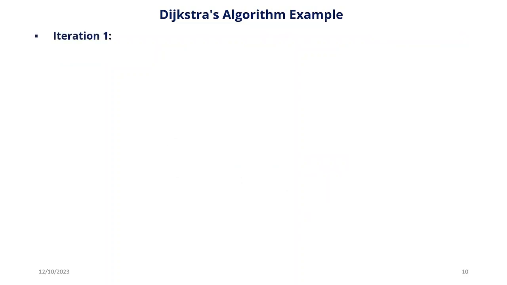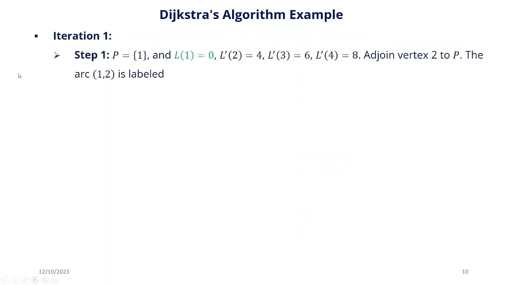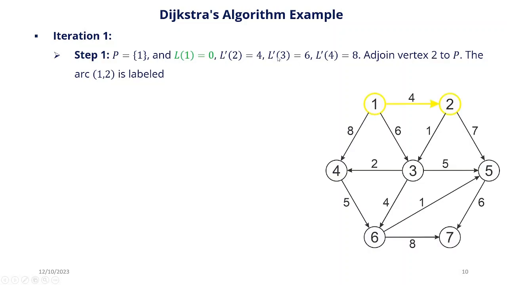So we'll continue. First iteration. Step 1. We create the permanent set, the set of permanent labels. The first set is equal to the vertex we are moving from. Permanent label L1 for the first vertex is equal to 0. We set it to 0 according to the algorithm. Every other vertex is going to be a temporary label.